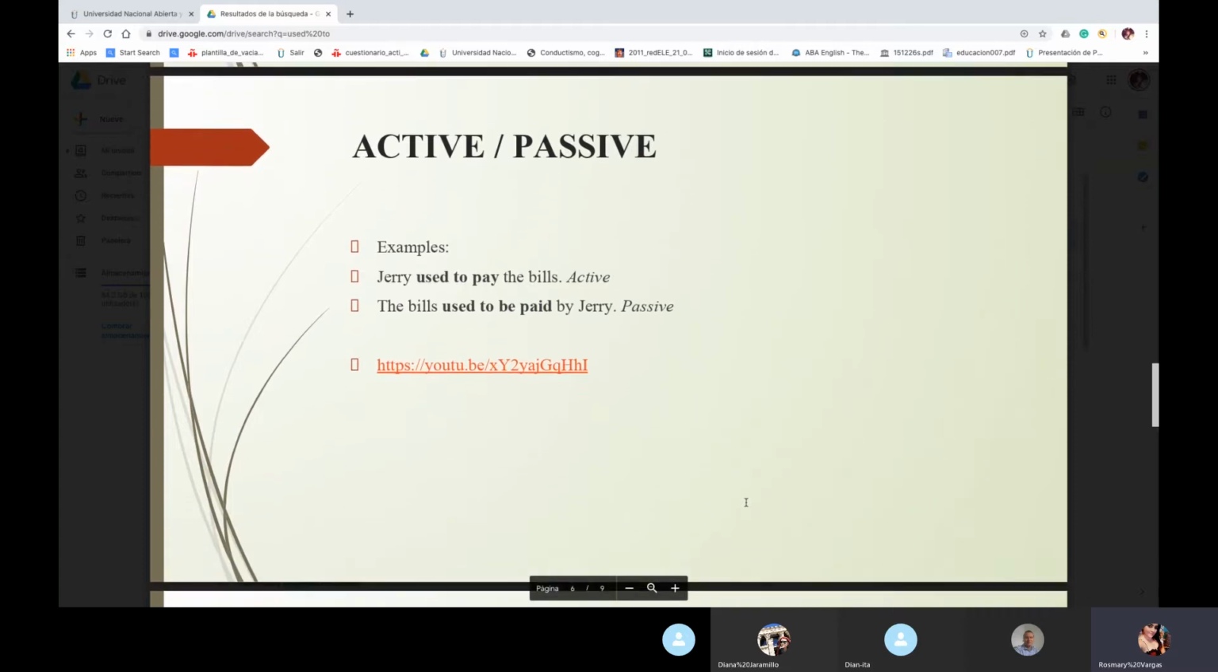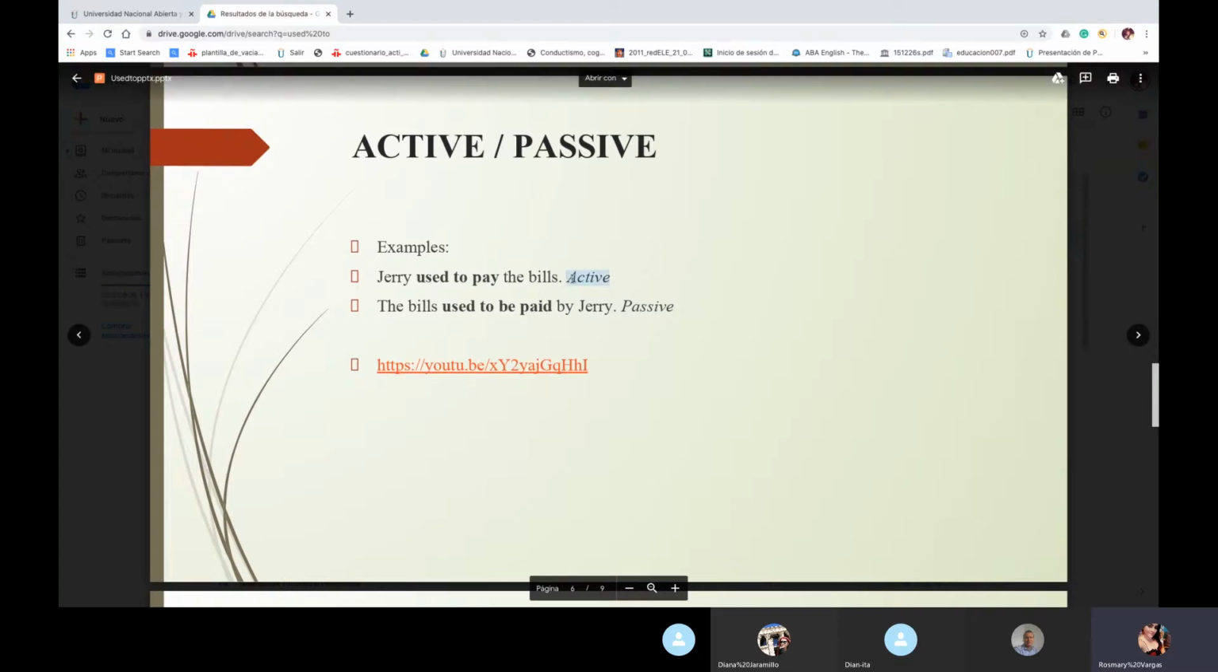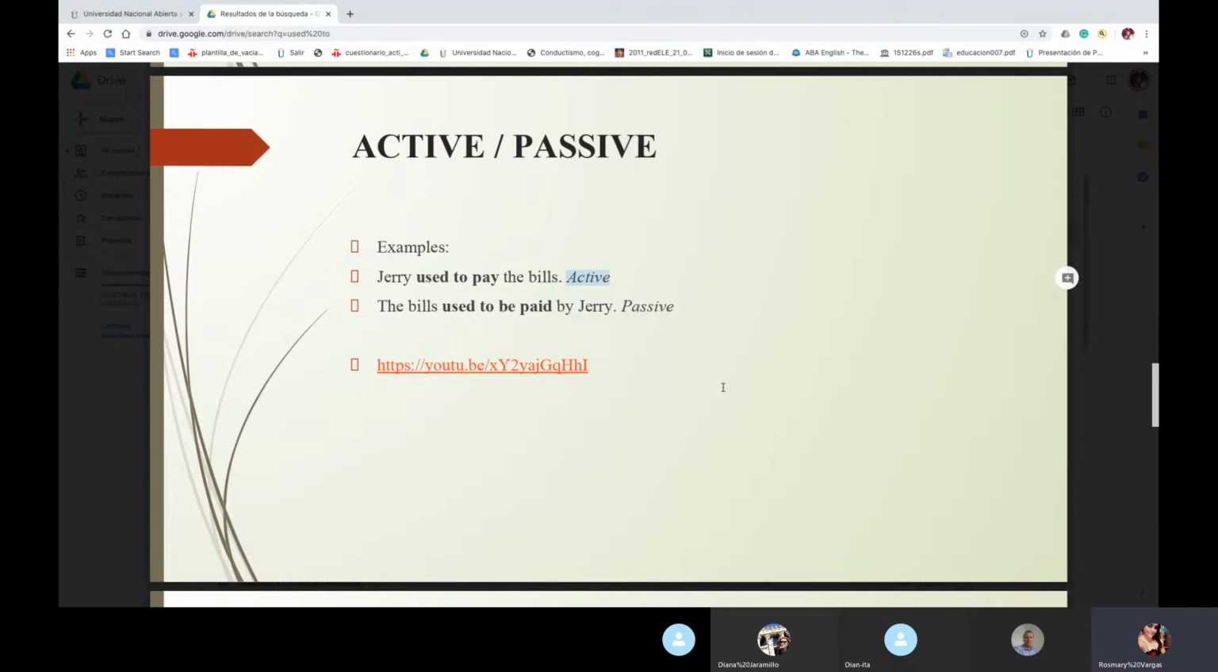Also, we have active and passive examples. Jerry used to play and to pay the bills. So it's an active action. Why? You know why?